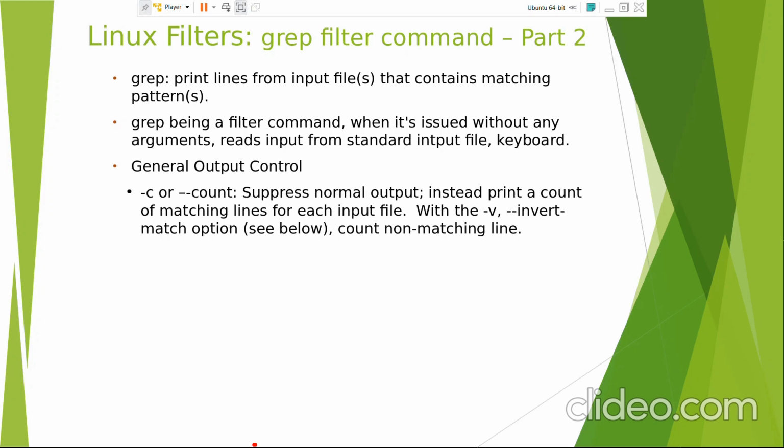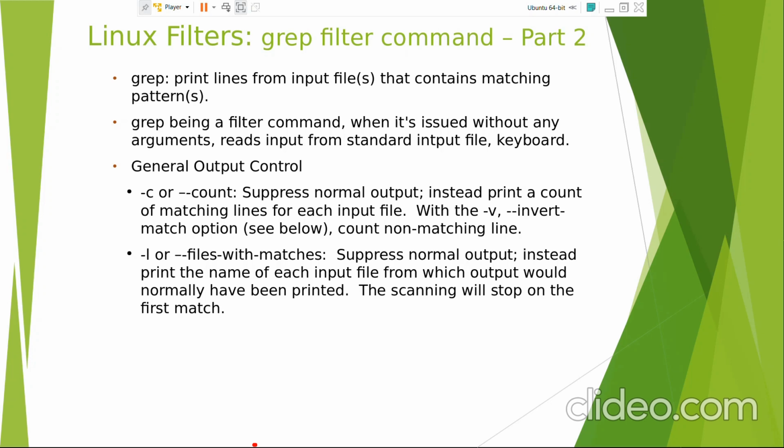There is an option called the -c option. The -c option is for counting the number of lines that contain the matching pattern. If we don't want to display the lines that contain the pattern, but we want to display the number of lines that contain the matching pattern, then we can achieve this with the help of the -c option.